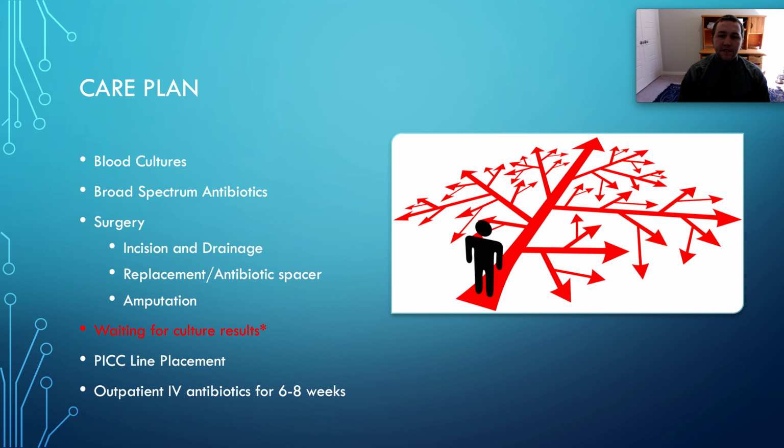The biggest thing I'm going to focus on here through Six Sigma and lean processes is waiting for culture results. Why do they take so long? Is there not a better way to get these back faster? Why don't we have ways to get them back faster? Because while we're waiting, there are a lot of complications with waiting on culture results, what's going on with the patient, that we'll get into a little bit. After we get the culture results back, the patient's going to need to get cleared for a PICC line, and then they're going to have to go outpatient, either home or to a skilled nursing facility for 6 to 8 weeks to get these IV antibiotics to try to clear up this infection.